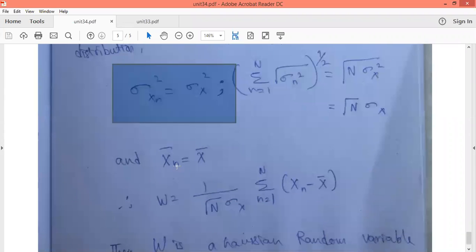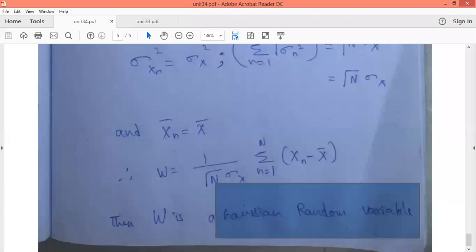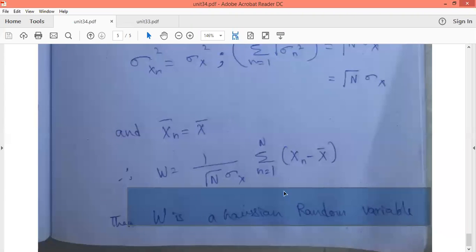Then we also discussed that xn bar is equal to x bar, because each random variable has the same mean value. So this can be written as summation n is equal to 1 to n xn minus x bar by square root of n sigma x. Here w is the normalized random variable. This w is having the form of a Gaussian random variable. That is why this w is called a Gaussian random variable.